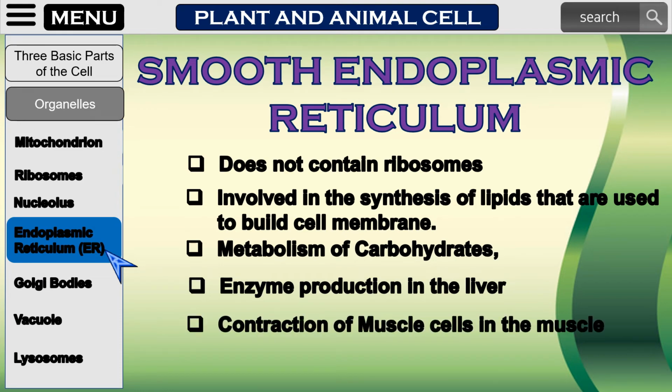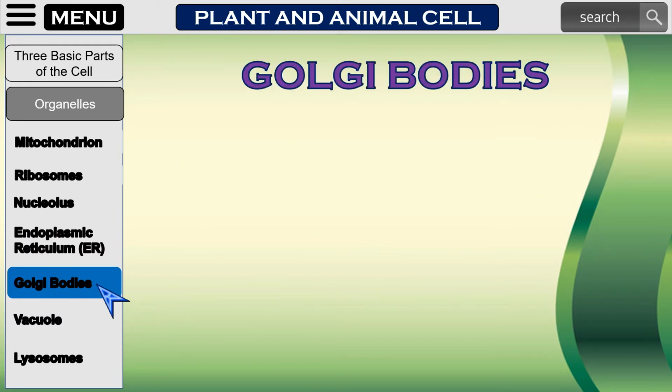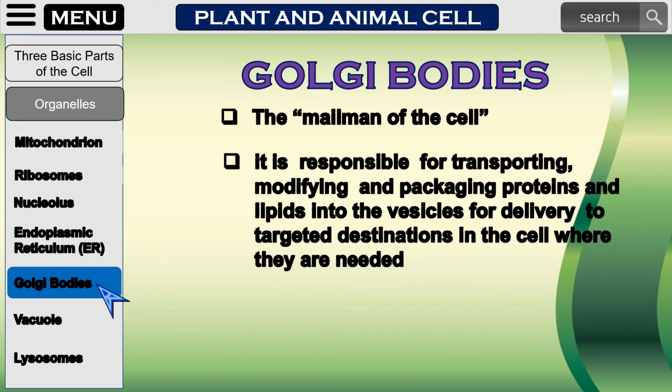Another organelle is the Golgi bodies, or apparatus. The proteins manufactured in the endoplasmic reticulum are transported to the Golgi bodies. The Golgi bodies are called the mailman of the cell because they are responsible for transporting, modifying, and packaging proteins and lipids into the vesicles for delivery to targeted destinations in the cell where they are needed.